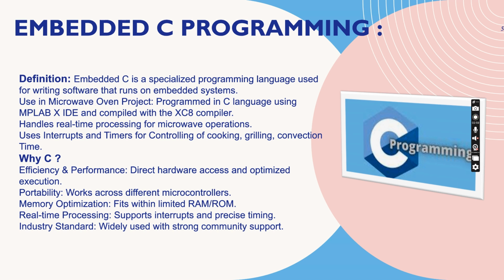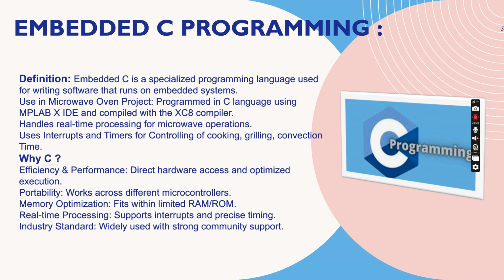So in this project we use the C programming language to simulate the project and write the code in MPLABX IDE software. Here is the definition of embedded C, which is a specialized programming language used for writing software which runs on embedded systems. It is used in the microwave oven project. We program in C language using MPLABX IDE and compile with the XC8 compiler, which handles the real-time processing for microwave operation, and uses interrupts and timers, ISR, for controlling cooking, grilling, and convection time.